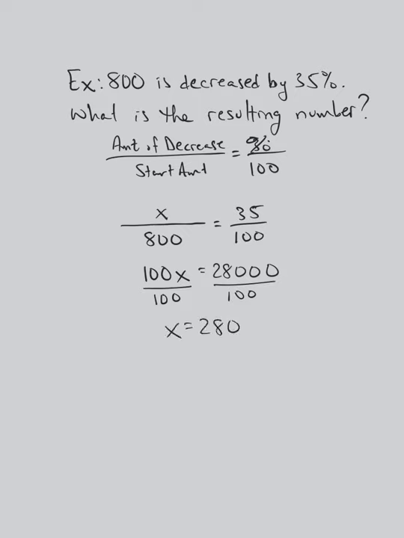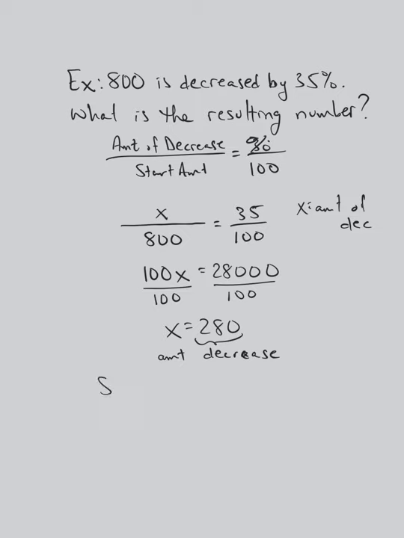Now the key thing to remember though here, and I should have written it up above, what is x representing? It's the amount of decrease. And so x is the amount of decrease. Okay, and so what this 280 is, that's the decrease. That's not the result. Okay, like that. So this is the amount of decrease.